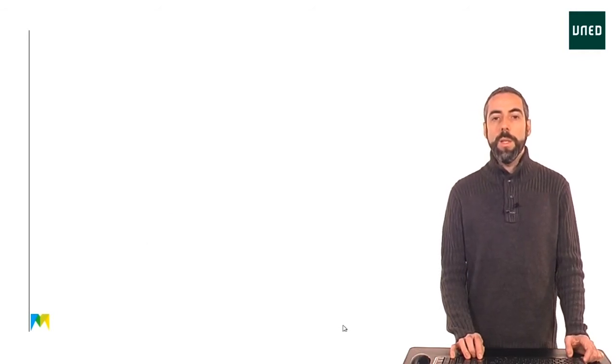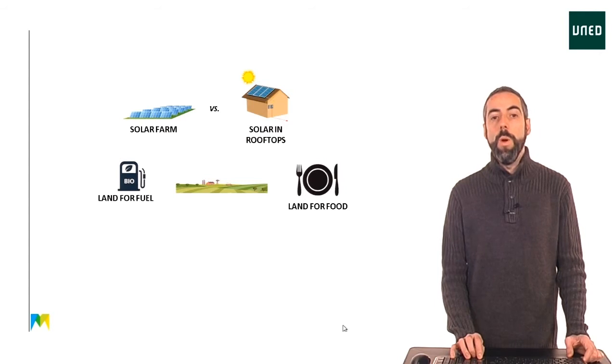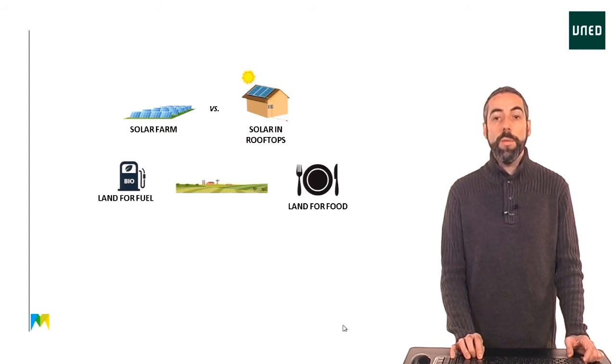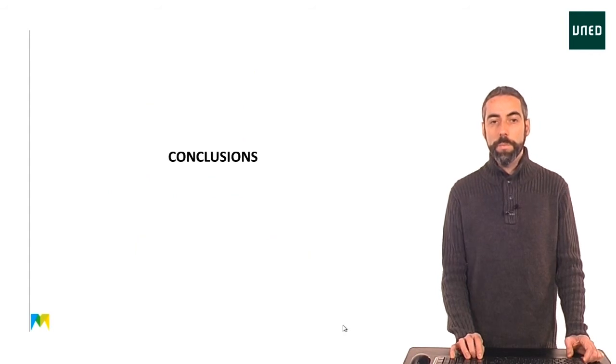Some of the most relevant issues associated to this competition will probably be, first, the competition between energy production in solar farms occupying fertile land and solar on rooftops occupying urban land. Second, in a world with famines, the competition between land for food in the croplands and pastures and land for fuels, biofuels. And finally, the third, the competition between land for fuels and biodiversity conservation.